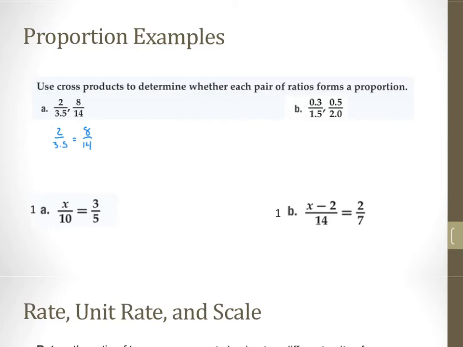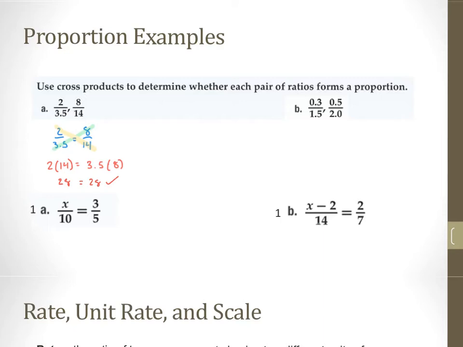So from here, what you would do, again, the denominator of one to the numerator of the other, and the numerator of one to the denominator of the other, like that. And now I have 2 times 14 is equal to 3.5 times 8. I'll use parentheses so you can see decimals versus whole numbers. And when you multiply these, you get 28 equals 28. So yes, these two ratios are in fact proportionate.